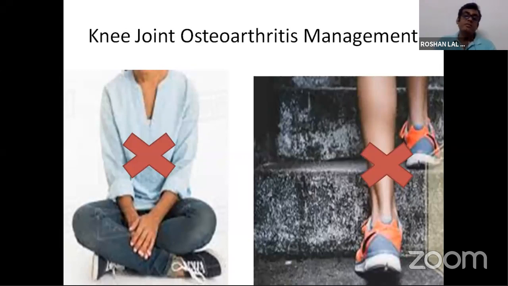Don't recommend cross-leg sitting and stair climbing, because stair climbing can place 5 to 6 times body weight on the articular cartilage. And even if you are recommending stair climbing, you must consider the height of the stair. It should not be more than 6 inches. If it is more than 6 inches, that will produce more load or ground reaction forces on the patellofemoral joint. So don't recommend this.